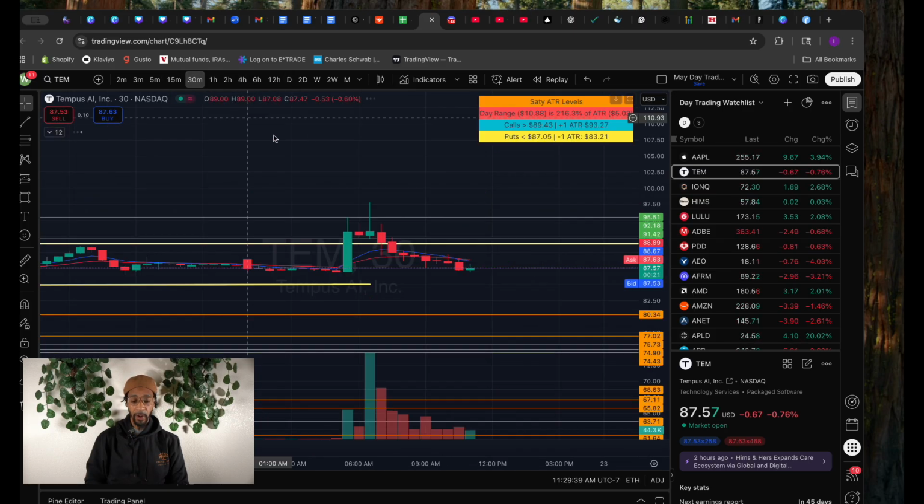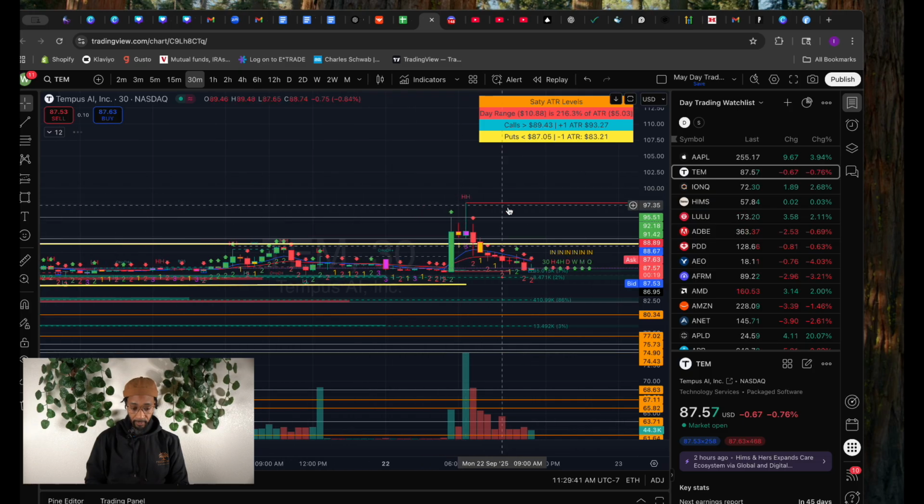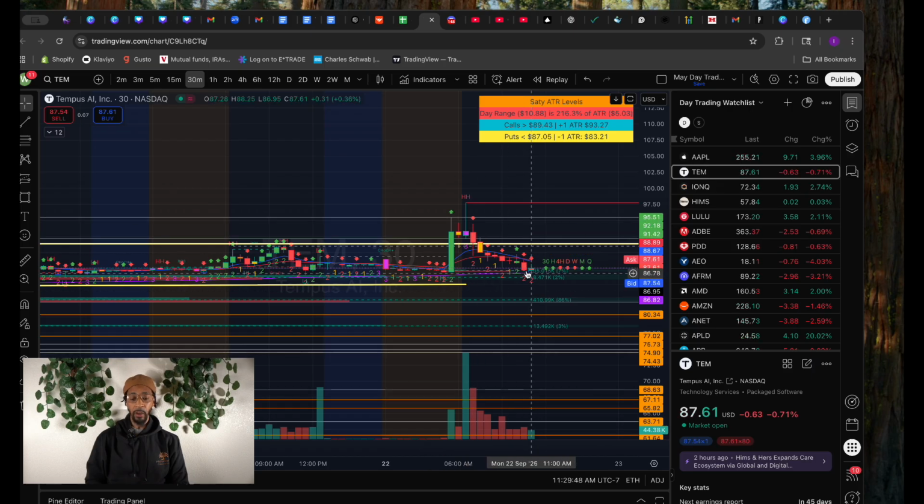If we go to the 30-minute time frame, let's look at this. You see it gapped up, tried to go higher, and then it came down. And look, all day it's been in a downtrend. It's not consolidating, right? It's just been in a downtrend. It came down to fill this gap right here.